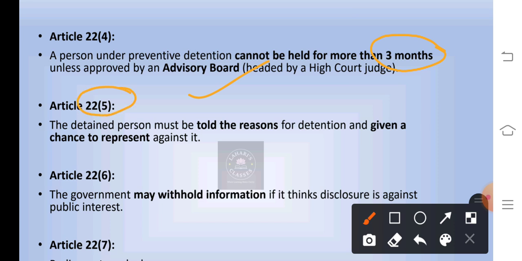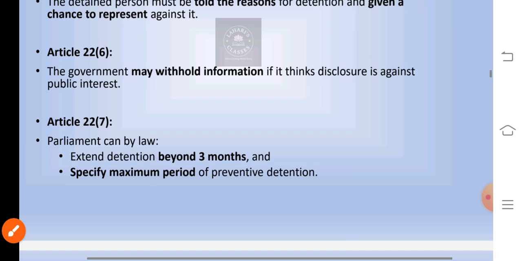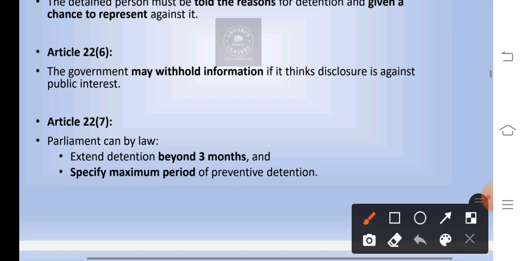Article 22 Clause 5. The detained person must be told the reasons and given a chance to represent against it. As we discussed in Article 22 Clause 1, very similar lines, that he must be given a chance to represent against that arrest. Next is 22 Clause 6, which talks about the government may withhold information if it thinks disclosure is against the public interest.